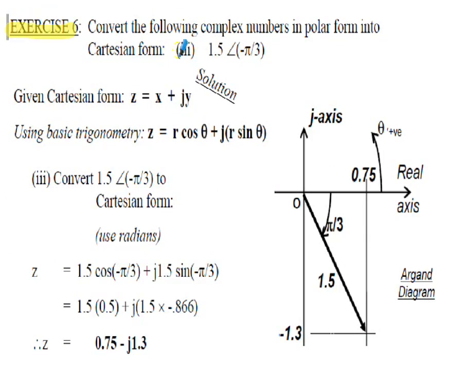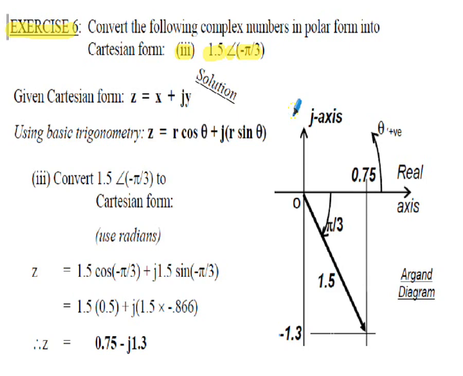Exercise 6 continued, part 3. We're given a polar form of a complex number, 1.5 argument negative pi upon 3. There's no degree symbol there, and the angle is in terms of pi, so that's obviously a value in terms of radians. So to get this complex number, the angle is negative pi upon 3. Don't forget, 0 to 2 pi is a complete revolution, so 0 to pi is 180 degrees, so pi upon 3 will actually be 60 degrees.